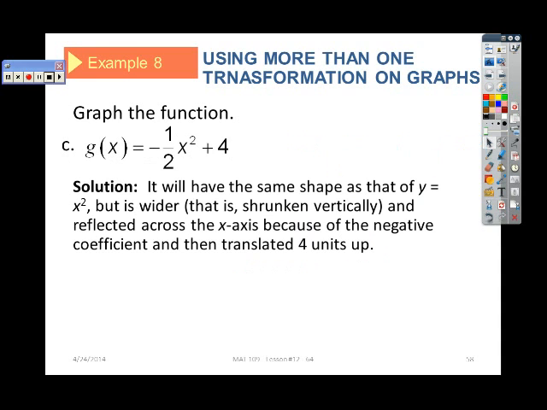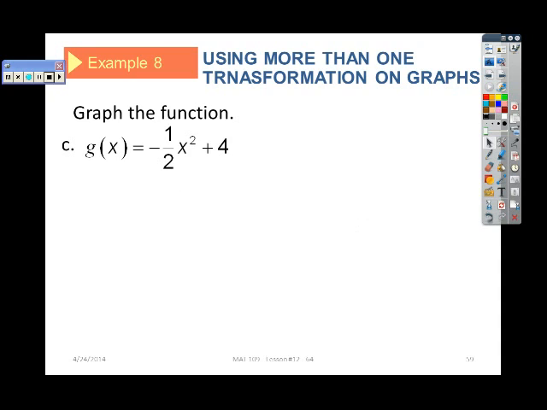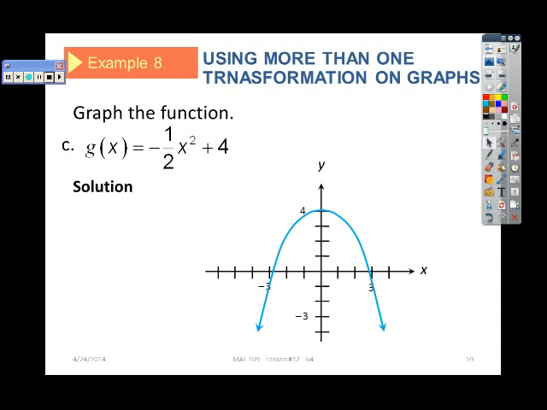Another example, with the fraction, we're going to shrink it, we're going to reflect it, and we're going to translate it. We're going to move it. So we start with a parabola. We squeeze it down toward the x-axis. We flip it over, and then we move it up.